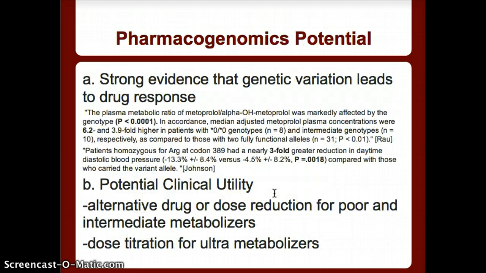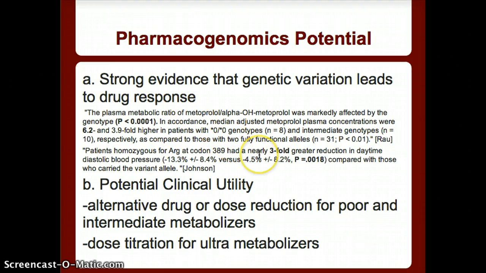This drug has a lot of pharmacogenomic potential, as there is very strong evidence that the genetic variation leads to differences in drug response in several studies. For example, in a study by Rao, it was shown that the metoprolol plasma concentrations were 6.2-fold higher in patients with inactive genotypes compared to those with two fully functional alleles. And that study had a p-value of 0.0001, which is very strong evidence.